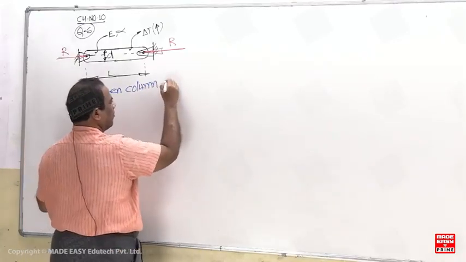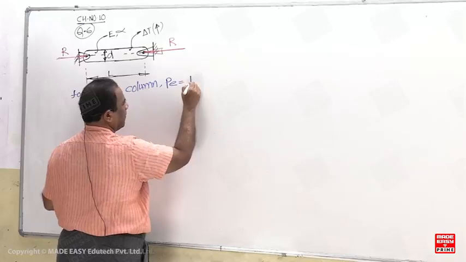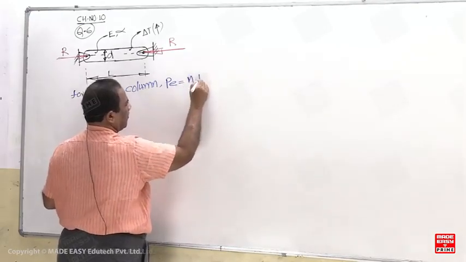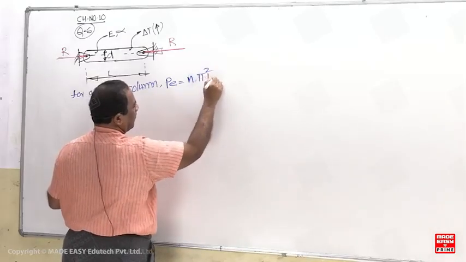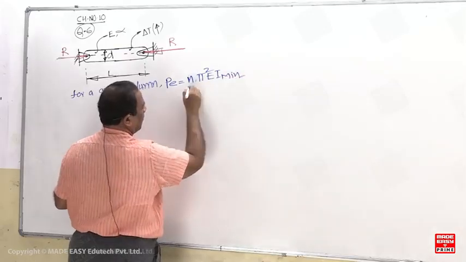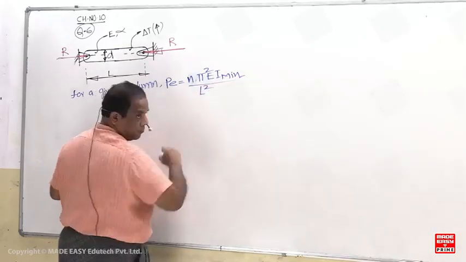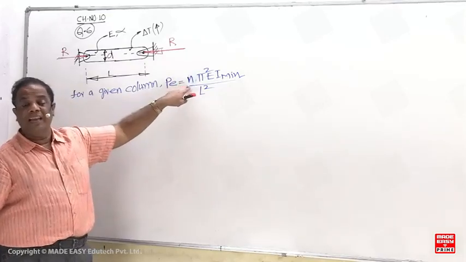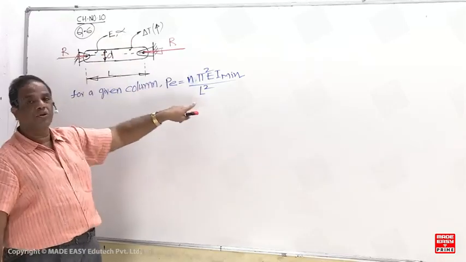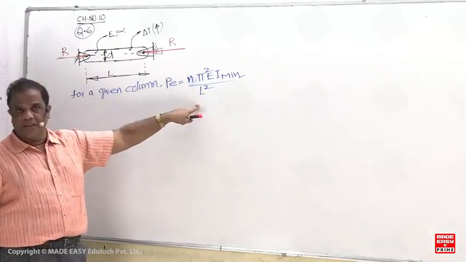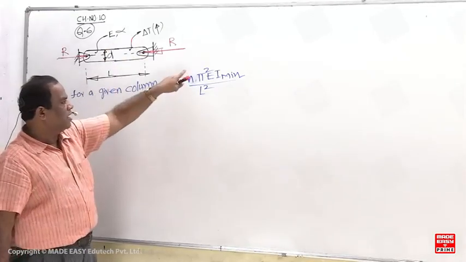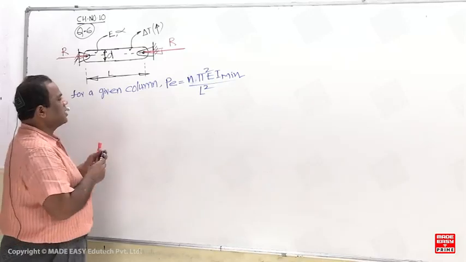Given column. I'm writing in terms of n, not in LE, because some students are going to take LE as alpha L and substitute this alpha. Here alpha would be the length fixity coefficient, but in the question alpha is given as the coefficient of thermal expansion. That's why, to avoid the confusion, I have taken n. Now can you substitute it?